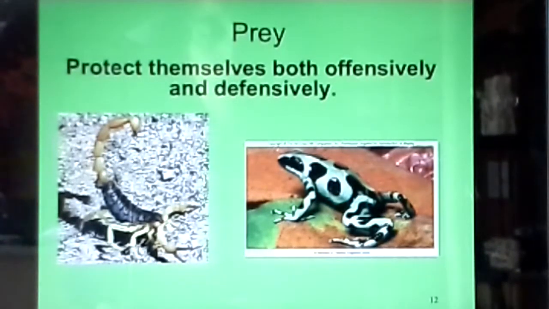The other thing that this prey species has is called warning coloration or aposematic coloration. This bright pattern or bright color tells potential predators, I am poisonous. If you eat me, you may be sorry.